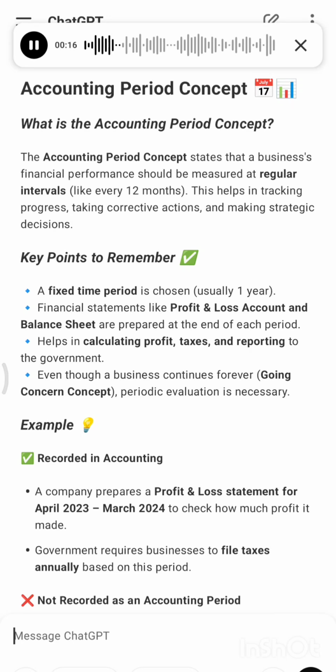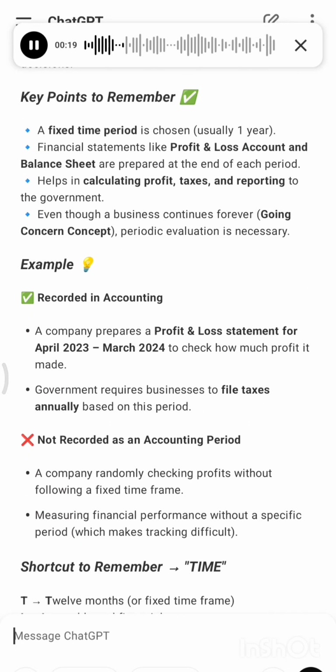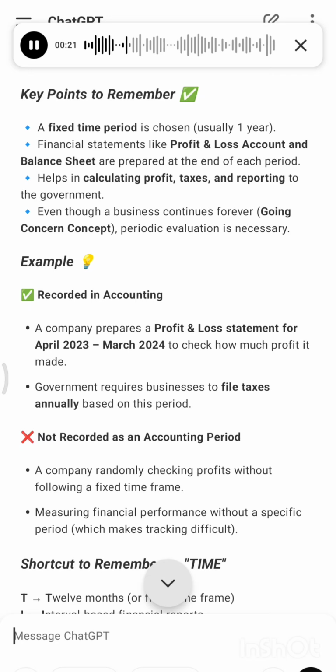Key points to remember. A fixed time period is chosen, usually 1 year. Financial statements, like profit and loss account and balance sheet, are prepared at the end of each period. Helps in calculating profit, taxes, and reporting to the government. Even though a business continues forever, going concern concept, periodic evaluation is necessary. Example.